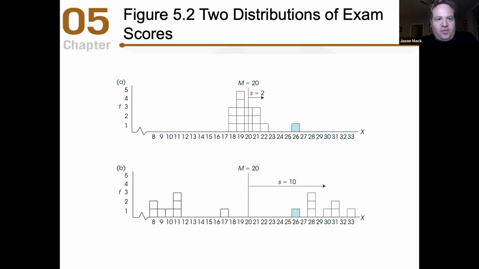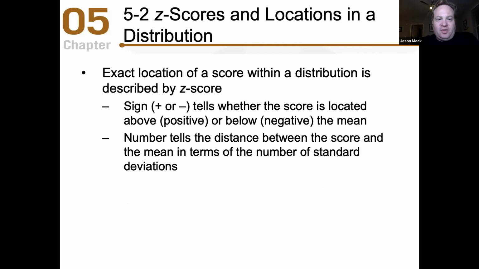So this is figure 5.2, two distributions of exam scores. For both distributions, the mean is equal to 20. But for one distribution, the standard deviation is 2 and the other is 10. The relative position of your score, x equals 26, is very different for the two distributions. The exact location of a score within a distribution is described by the z-score. The sign, plus or minus, tells whether the score is located above, positive, or below, negative, the mean. I'll show you a graphical example in a moment. The number tells the distance between the score and the mean in terms of the number of standard deviations.